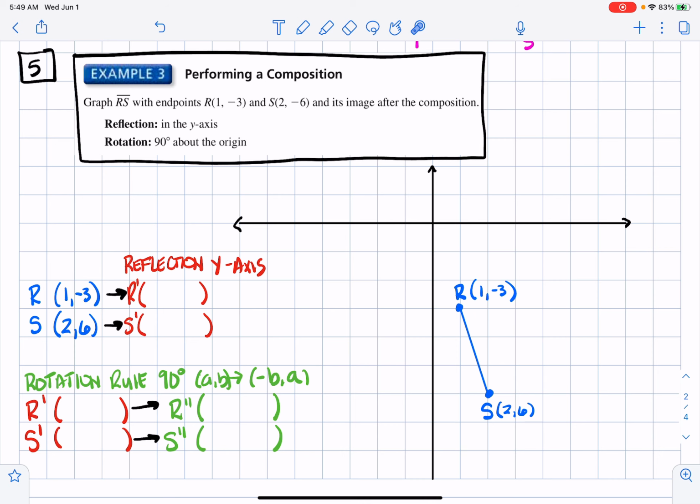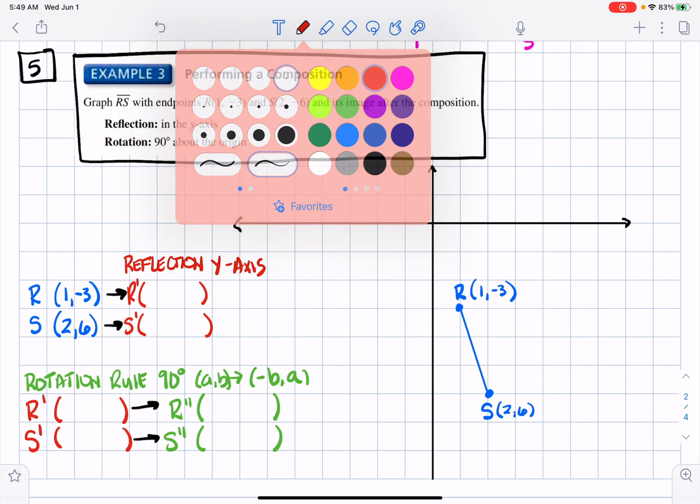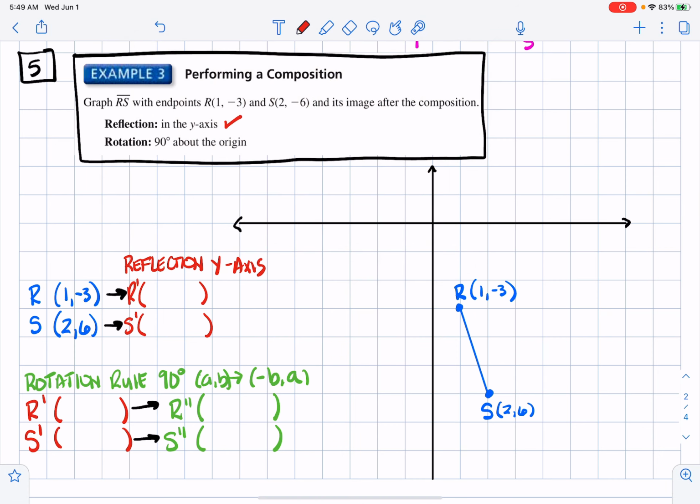So we're going to do this one step at a time. First things first, we're going to reflect what we have in the y-axis. So remember, a reflection means if I am 1 unit away from my line of reflection, which happens to be the y-axis, then I go 1 unit in the opposite direction. So I would end up here. So this would be our R prime. And let's write that coordinate down. That'd be (-1, -3). So I'm going to write that down in 2 locations, and you'll see why in a minute.